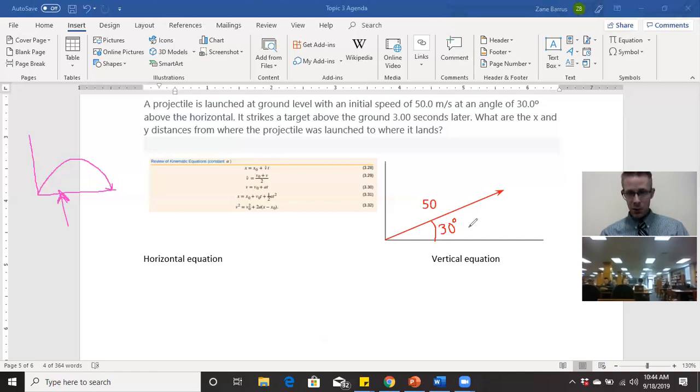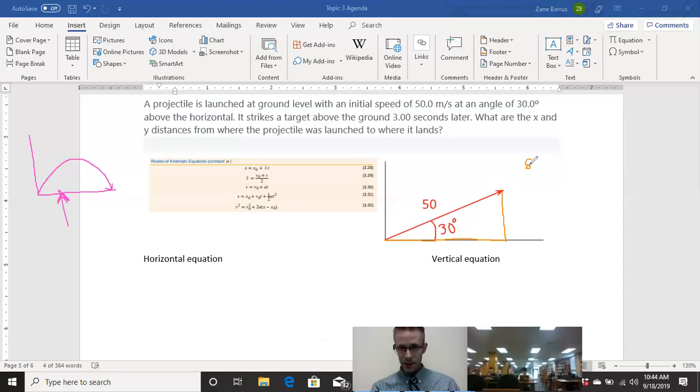The next step is to resolve your components to get your x and your y values. Just like last time, we're going to make this into a right triangle. So here's our vertical component. Here's our horizontal component. All right. So using SOHCAHTOA, I know that the sine of 30 degrees is going to be equal to the triangle's opposite side over its adjacent side. Not opposite over adjacent, excuse me, opposite over hypotenuse. Don't want to confuse it there with tangent. Sine is equal to opposite over hypotenuse.